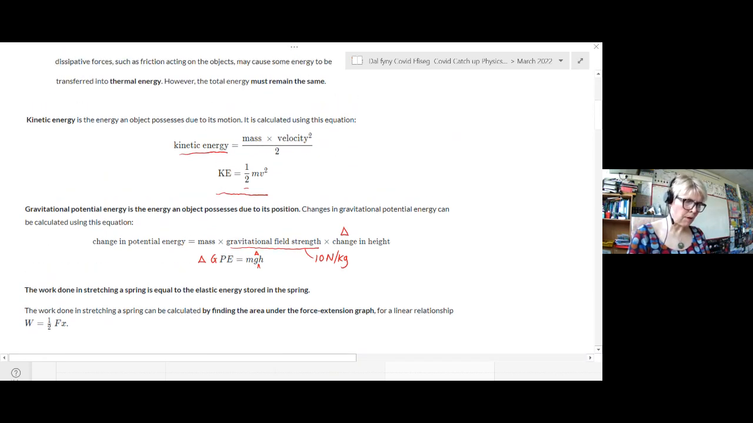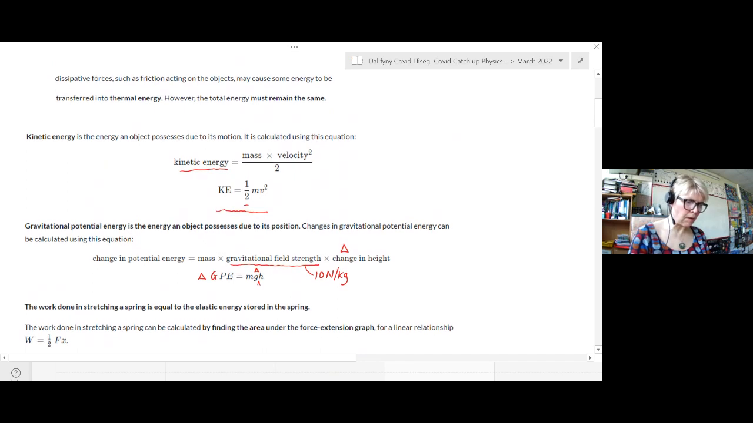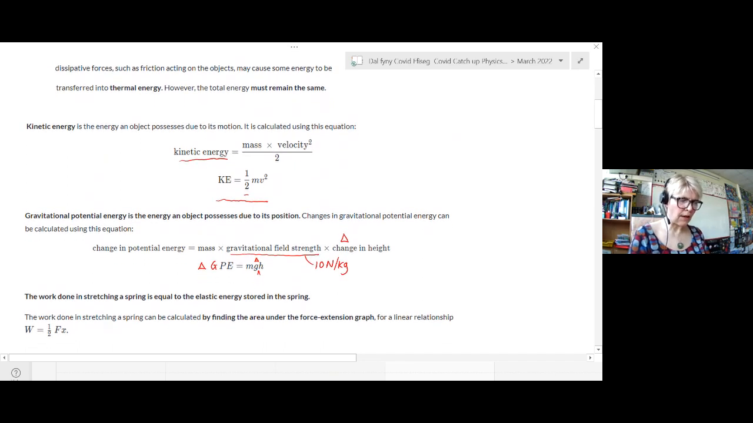It's worth reminding you that all of these kinds of energies can be interchangeable in a particular problem, so that the total energy of the system remains constant. Energy can't be created nor destroyed, just changed from one form into another.